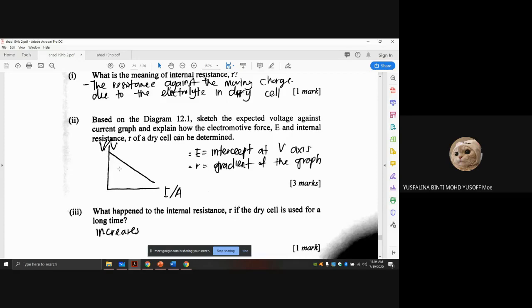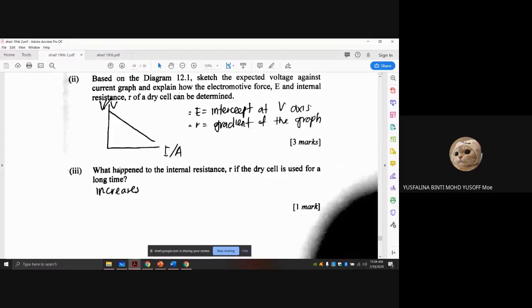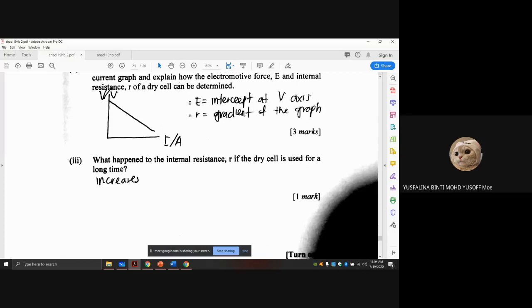And then the next question is, what happens to the internal resistance R if the dry cell is used for a long time? If the dry cell is used a long time, you can feel the dry cell become hot, right? So it means the internal resistance inside it increases.